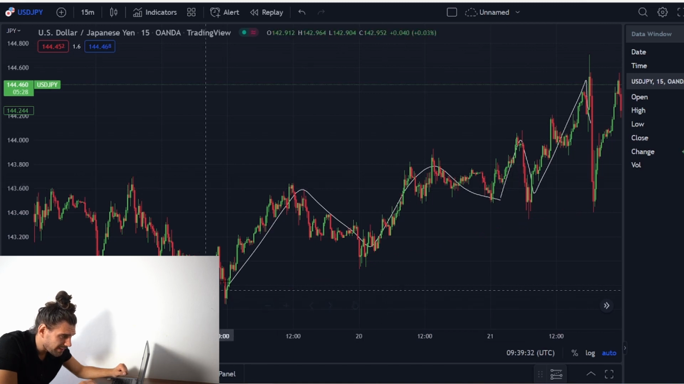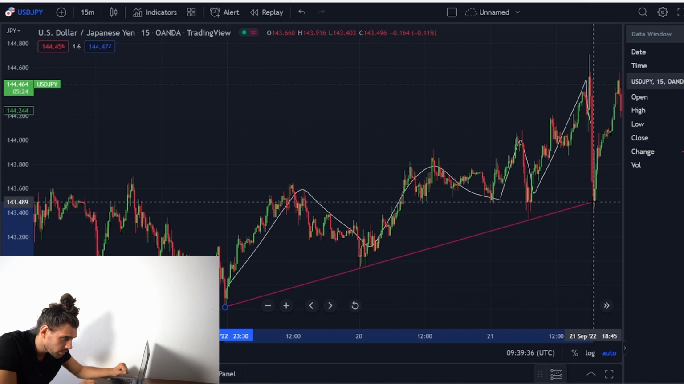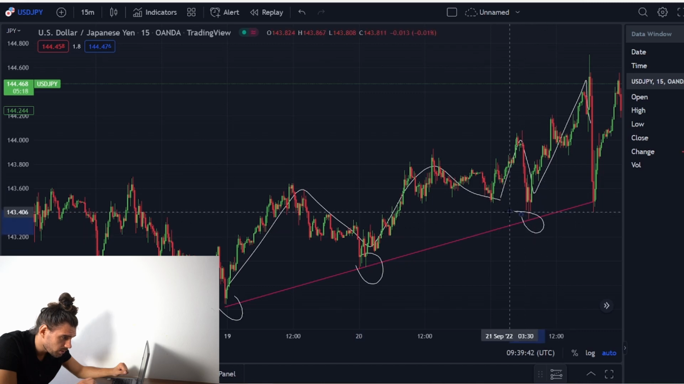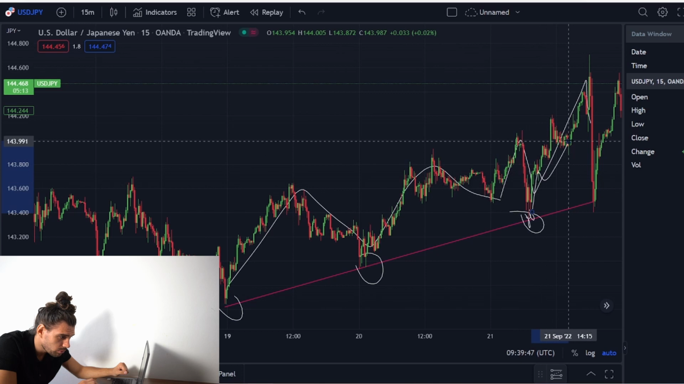So once we have identified that the market is going to the upside, we want a three-touch trend line, which is around here. So we have here our first touch, here our second touch, and here our third touch. So now we can assume that the market from here, this third point on, will go to the upside.